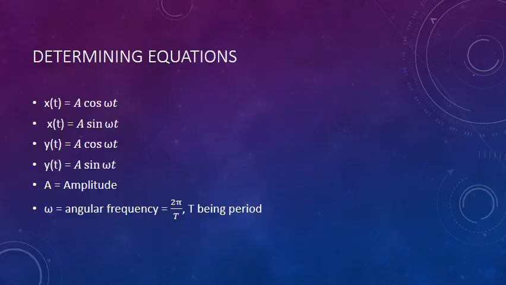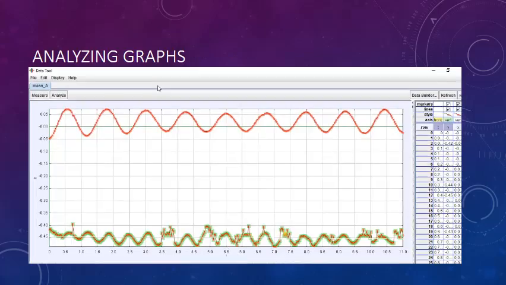I talked earlier about the possible equations for simple harmonic motion. I needed Tracker to adapt these equations to my particular model. I used Tracker to find amplitude, omega, and whether it was a cosine or sine function. Since omega is something I can't measure directly from the graph, I used the equation omega equals 2 pi over period. Period is something I can measure directly on the graph. This is Tracker's Analyze feature, which shows the graphs of x and y position versus time.